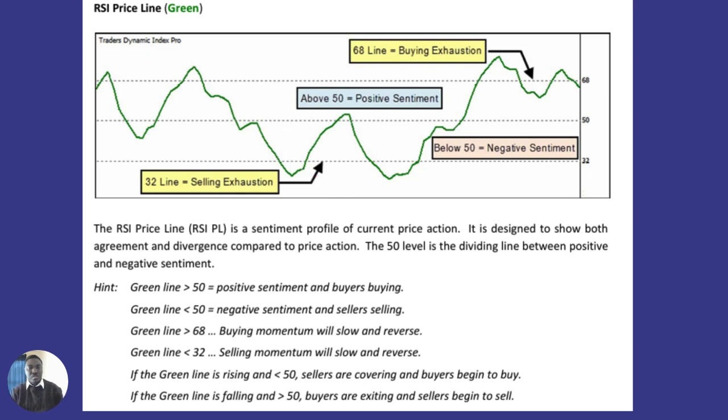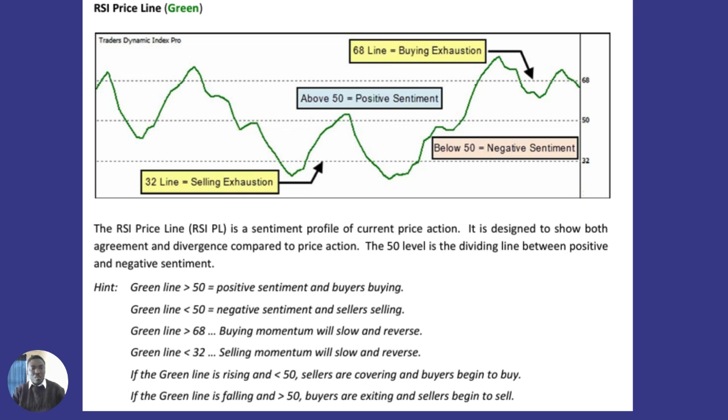So it is assumed that when the price line is above this 50, it is a positive sentiment. You only take buy trades. It is said that the market is in an uptrend. So if the price line is below the level 50, it is assumed to be a negative sentiment. The market is selling and you should only take sell trades. I hope that is clear enough.